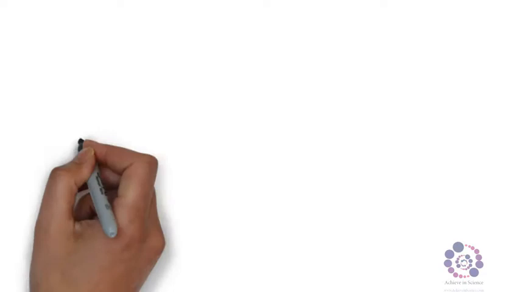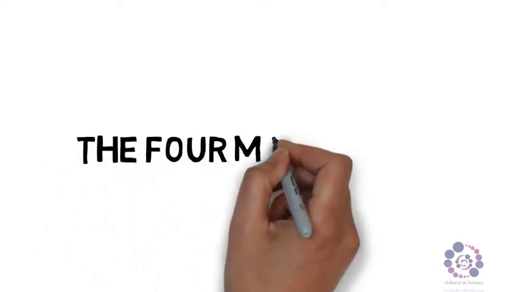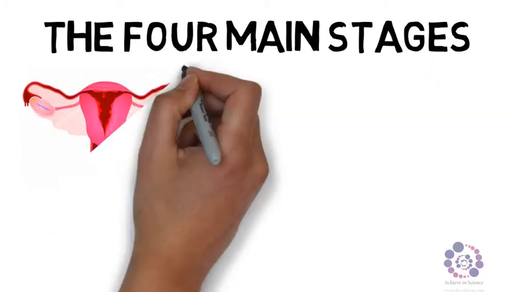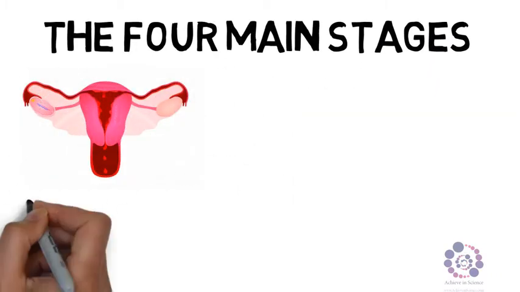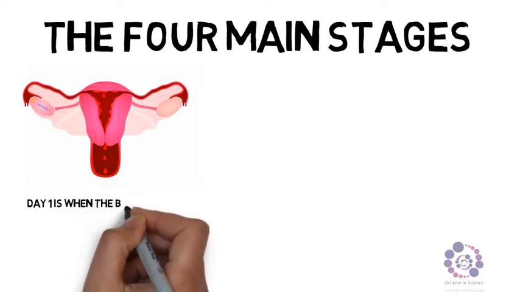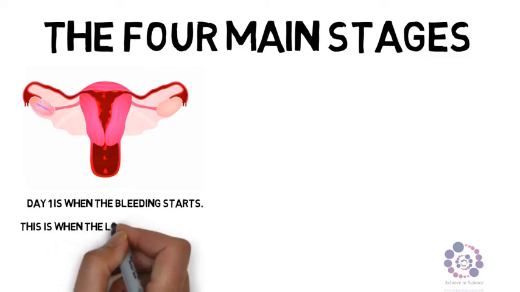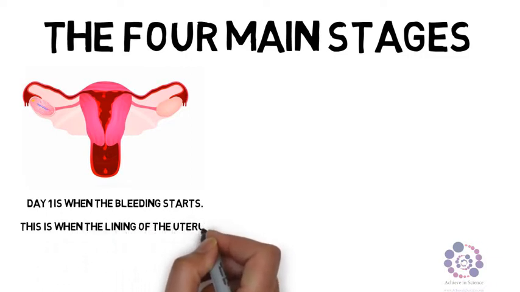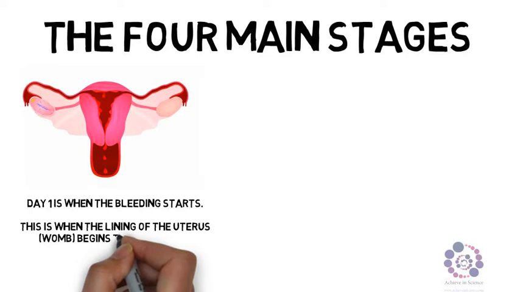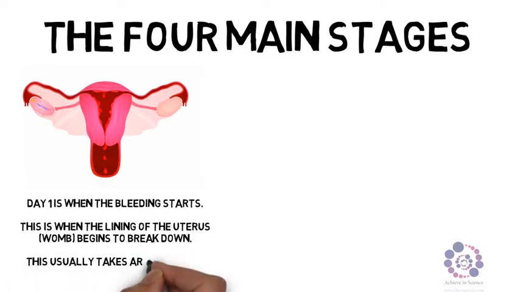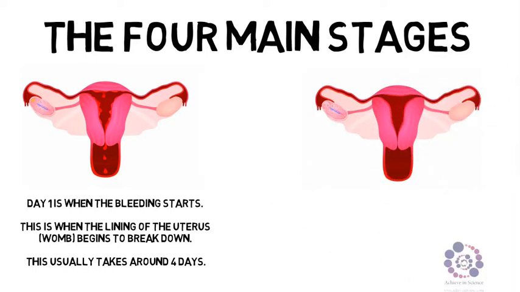Now, within the menstrual cycle, there are 4 key stages that occur. The easiest way to identify the cycle has started is on day 1 when the bleeding starts. This is where the lining of the uterus, the womb, begins to break down. This usually takes around about 4 days, with a female producing around an egg cup full of blood. Now that the lining is broken down, the next stage begins.